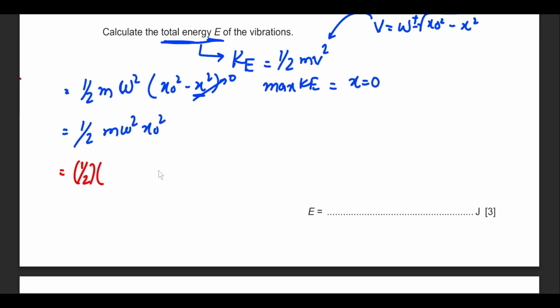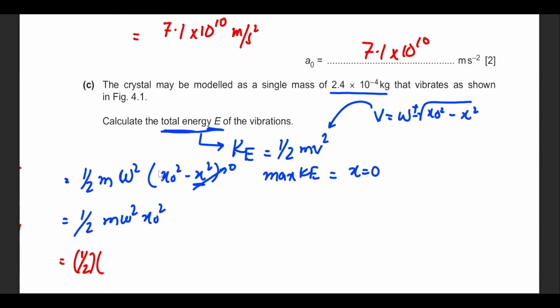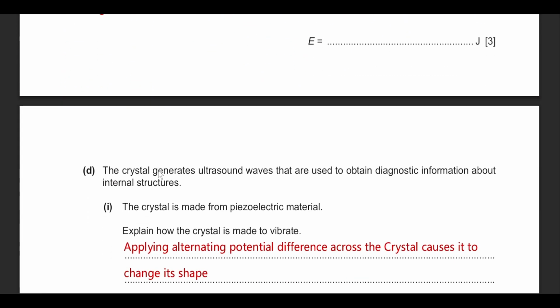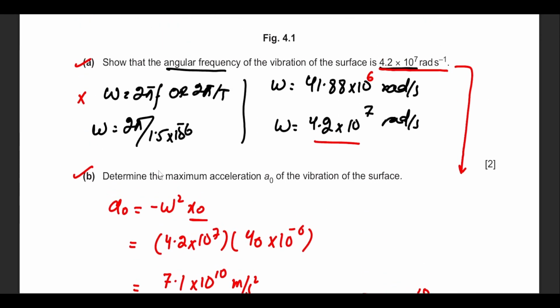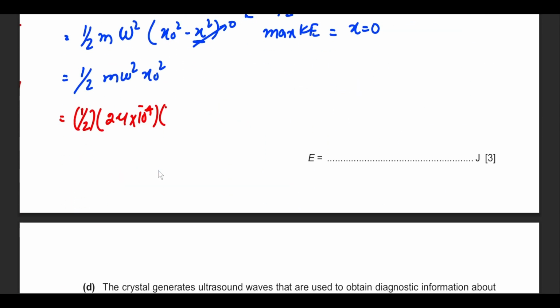1 over 2 into the mass of the system or the pendulum, which is 2.4 into 10 raised to the power minus 4, into omega square. If you go back to the omega, this is 4.2 again. I remind you that even if you weren't able to show this part, this will be used in the next part. So 4.2 into 10 raised to the power 7, whole square, into x naught square, which is 40 into 10 raised to the power minus 6 squared. Now once you calculate this carefully, this is going to come out as 338 joules, which will be 340 up to two significant figures.